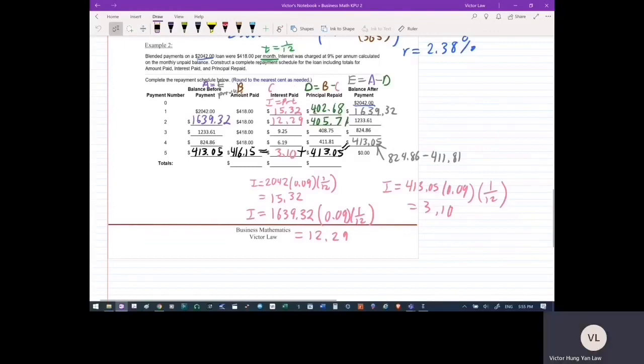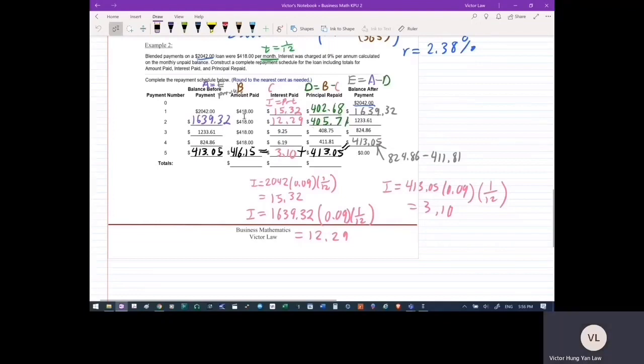Once we calculate the principal we paid, we can calculate the balance after payments. The balance after the payment is what we have at the beginning of the period, column A, minus column D. Column A is what we owe at the beginning of the period, which is $2,042, and what we paid off during the period is $402. So $2,042 minus $402 gives you $1,639. That's how much we owe at the end of period 1, and what we owe at the end of period 1 is what we owe at the beginning of period 2. So that's why column A equals the previous column E.